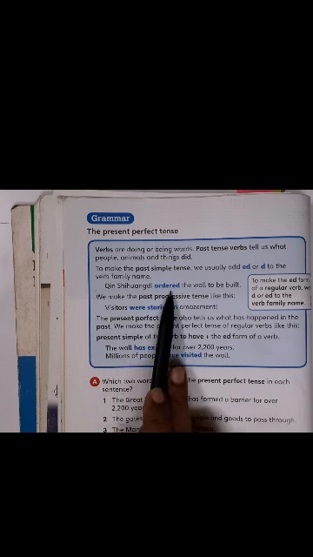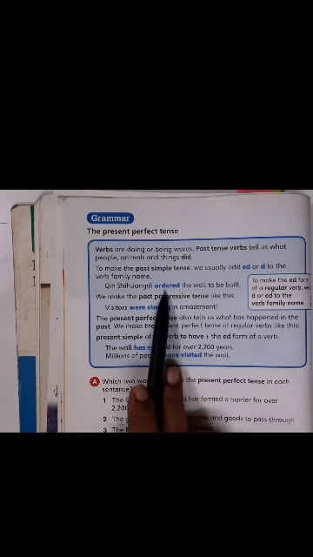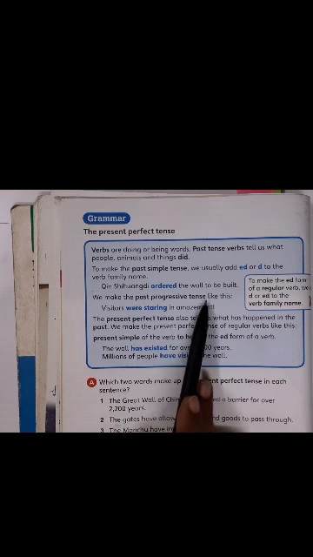Qin Shi Huang ordered the wall to be built. Now children, look over here. Which is the verb over here? Ordered. Okay, that's the action or the doing word. Now we make the past progressive tense like this.